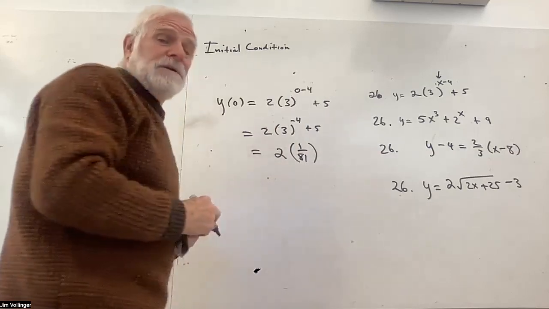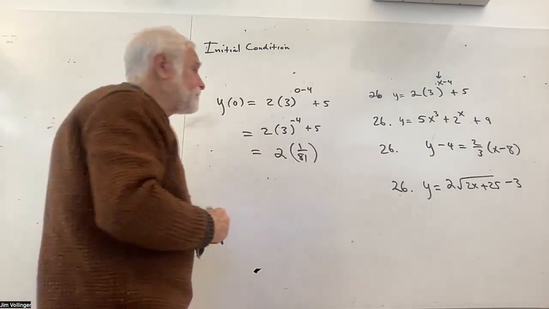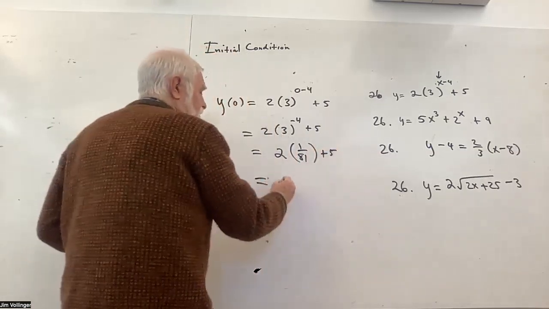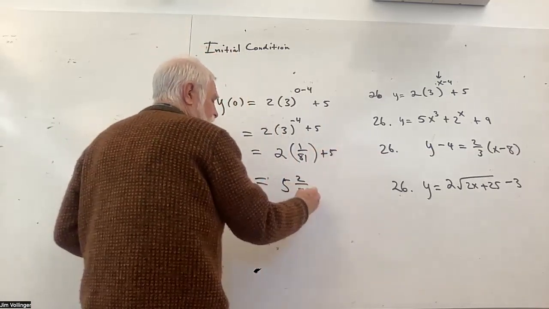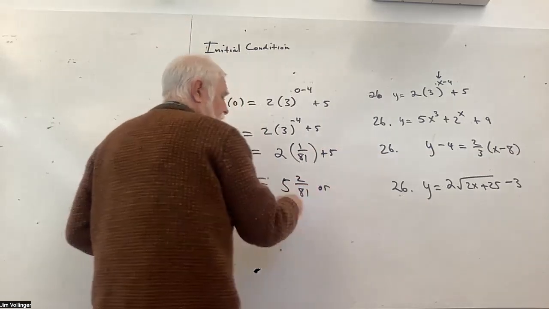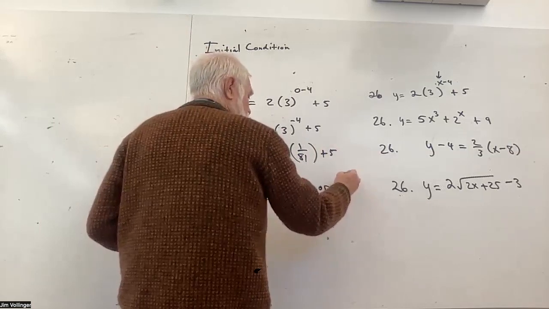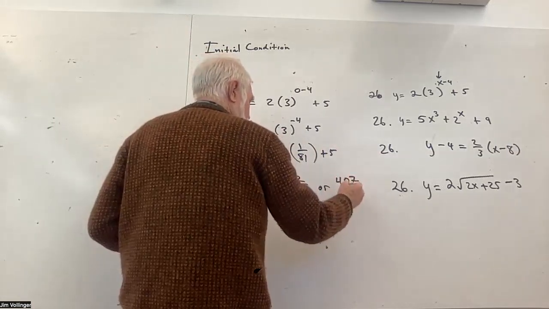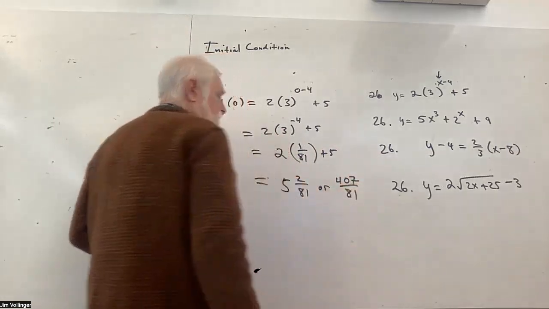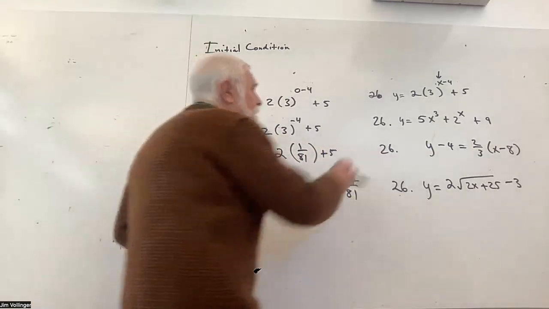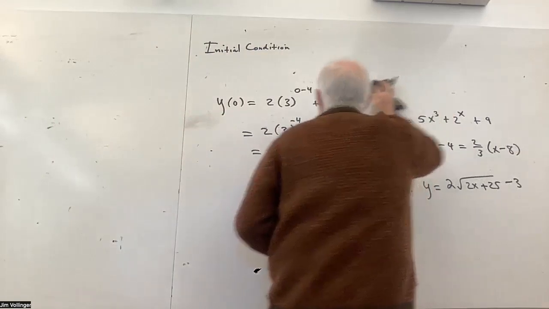This has shown up in a bunch of our other previous videos. Plus 5. Well, you can either call that 5 and 2/81ths, or you can multiply by 81: 405 plus 2 is 407. Tired brain here, but I think I stated a correct amount. So either way, that takes care of that one.